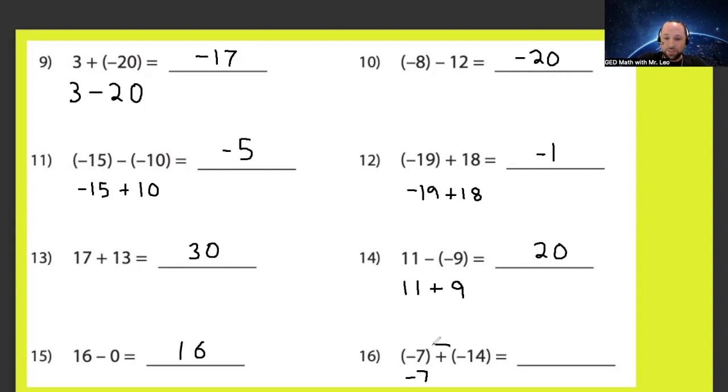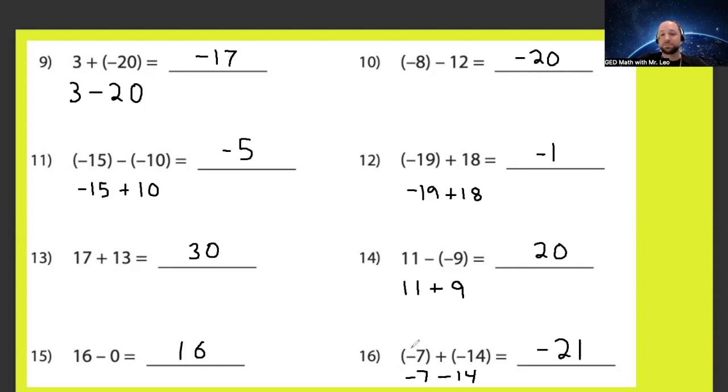Now in front of the 14, I see two signs, a plus and a minus. Remember, if you love to hate, you're a hater. So we're going to change that to just a negative sign. Now I have minus 7, minus 14. You'll notice here the signs are the same, so we're going to add the numbers and use the sign. 7 plus 14 is 21, and we're going to keep that sign, negative 21.